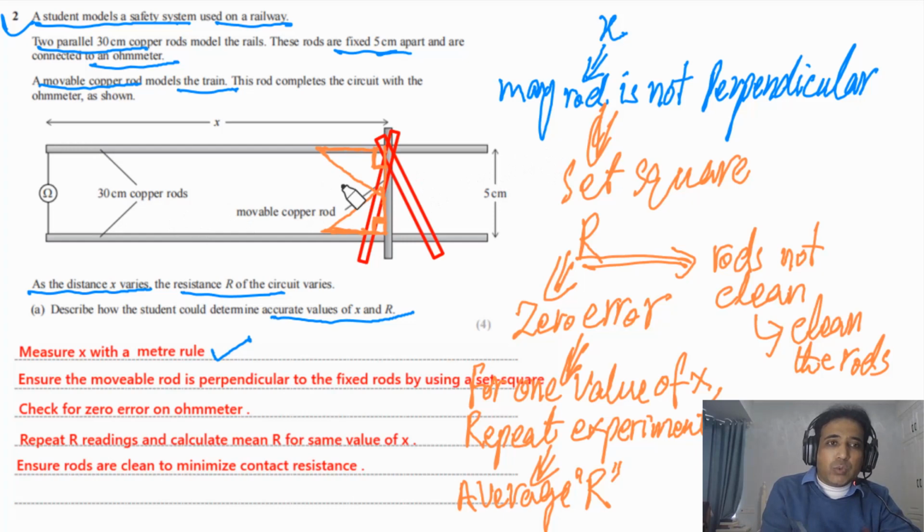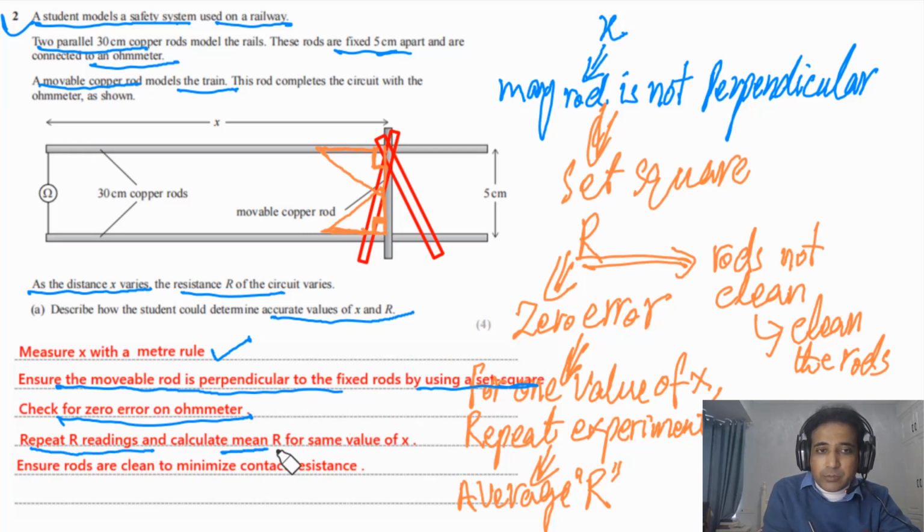So you cannot use vernier caliper. Ensure the movable rod is perpendicular by using set square. We have discussed this point. Check for zero error on ohm meter. Repeat capital R readings. Calculate mean R for same value of x.